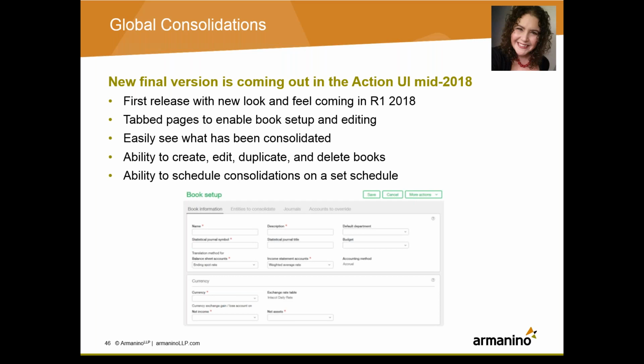My favorite thing from this update, which I can't wait to have access to, is the ability to create, edit, duplicate, and delete consolidation books. If you've ever had a consolidation book where you forgot to add a new account and then forgot to add it to your override, or forgot to add it to your eliminations and then consolidated, you had to create a new consolidation book because you weren't able to edit it once the books had been consolidated. So now you will be able to do so.